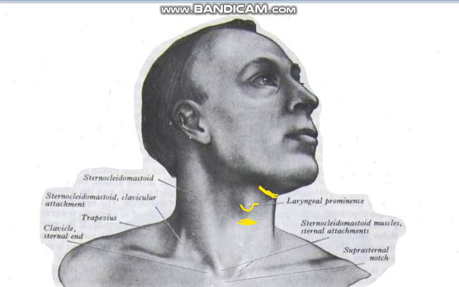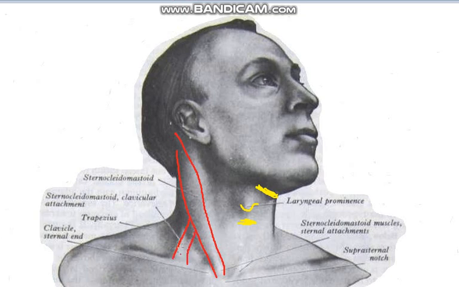So the body of the hyoid bone is this anterior portion over here. This is the body of the hyoid bone, and this posterior part is the greater cornu of the hyoid bone. And in this picture you can make out the other things which are pointed out. For instance, this here is an outline of the sternocleidomastoid. This is the sternal head. This is the clavicular head.